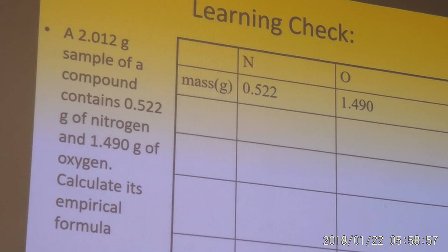So where's your line here? Show me your line. So this is grams of oxygen. Good. So then you draw a little line like this, right? Don't fight it, just do it, it's all right. 1.490 grams of oxygen. Grams of oxygen goes down here and moles of oxygen goes there.